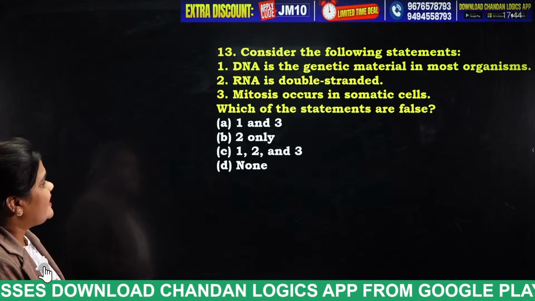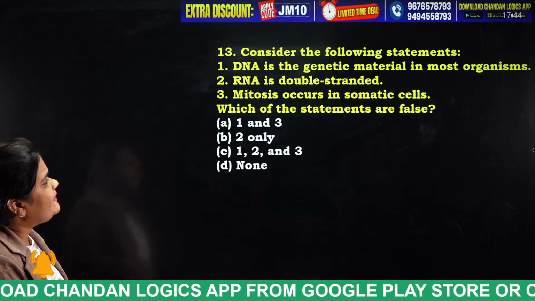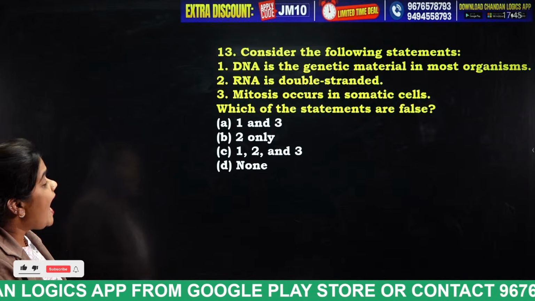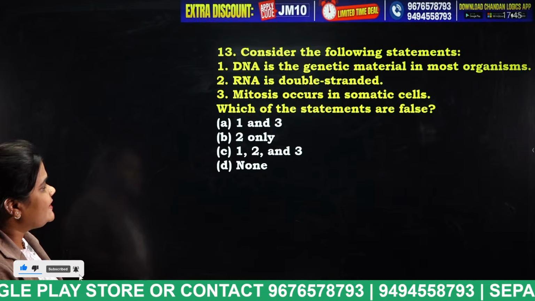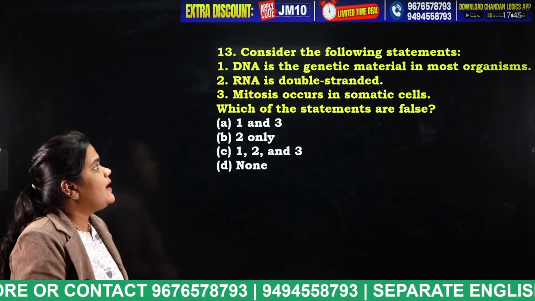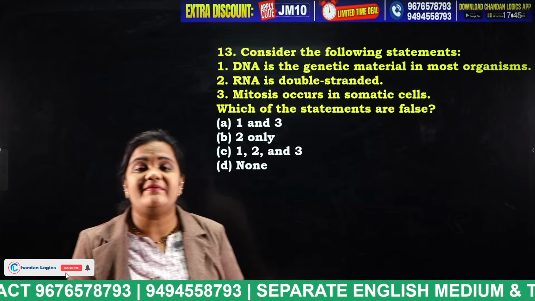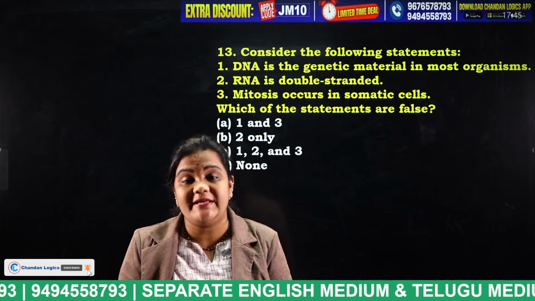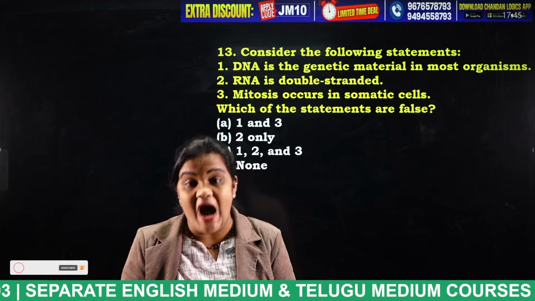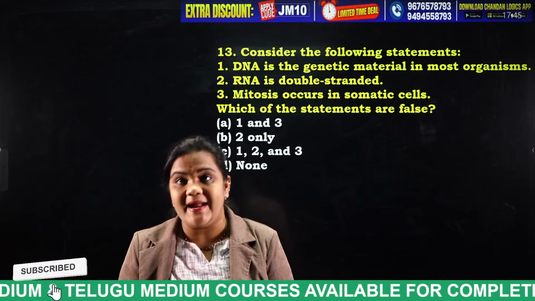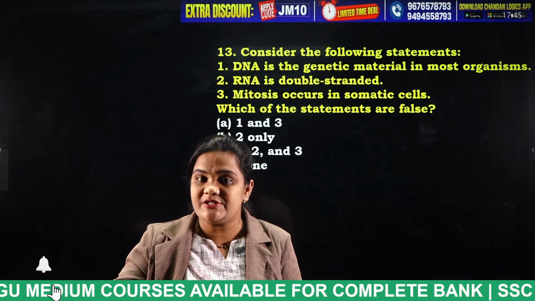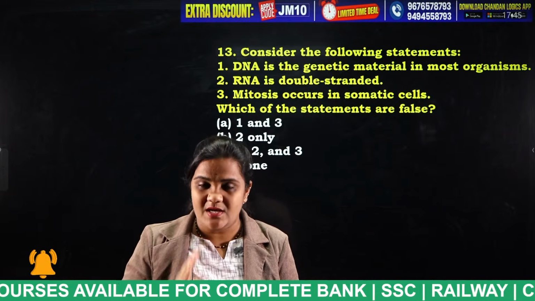Consider the following statements. DNA is the genetic material in most organisms. RNA is double-stranded. Mitosis occurs in somatic cells. Which of the following statements are true? And also tell me who discovered DNA. What is the full form of DNA and what is the full form of RNA? What is the difference between DNA and RNA? I have already taught this in the morning session. All of you mention your answer in the comment section.